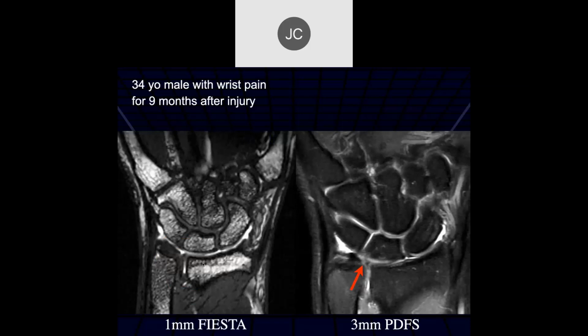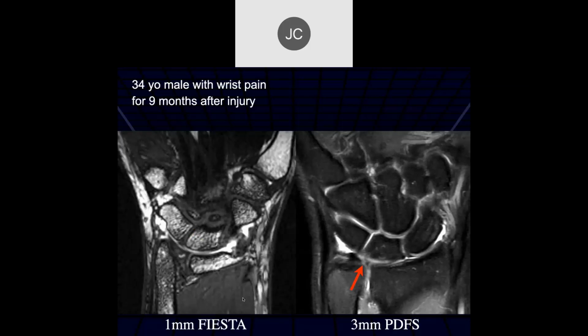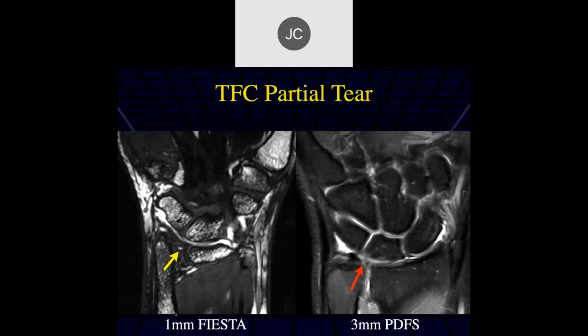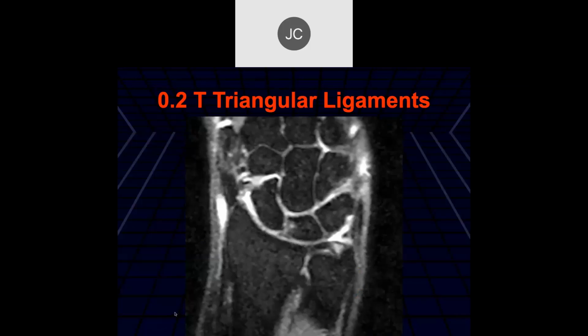This is a Fiesta gradient echo, 1 millimeter isotropic images, and you just don't see it very well. Contrast is really more important than spatial resolution for most of the imaging we do. Here we can see a little bit of fluid in the triangular fibrocartilage, but we see it better with the more conventional images. So we stopped doing these a number of years ago. This turned out to be a central perforation.